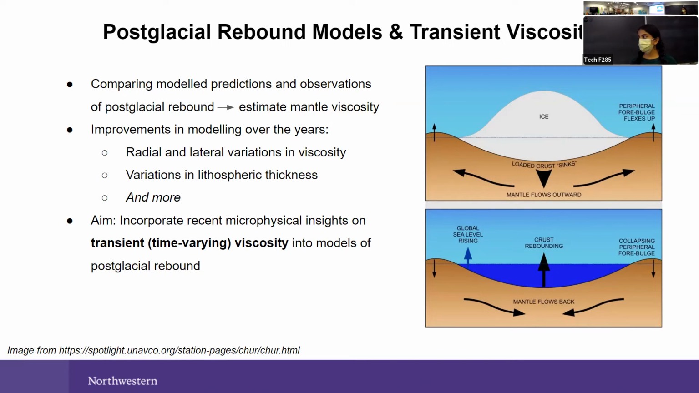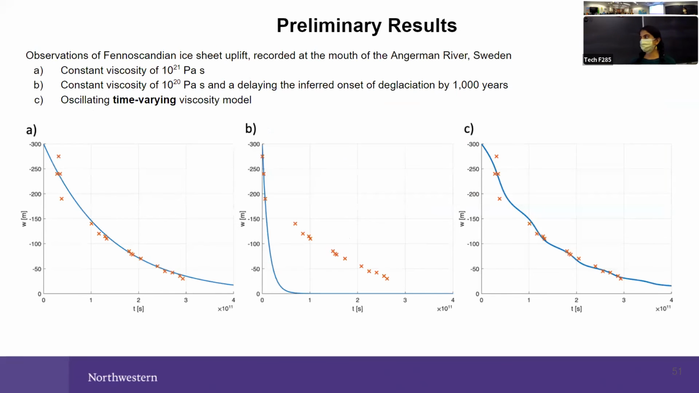So what we want to do is to incorporate some recent microphysical insights, which tell us that viscosity not only changes in space, but also varies in time in some interesting oscillatory behavior, and see if incorporating this dimension can hopefully improve our model. I have some preliminary results, but for time, I will skip that.